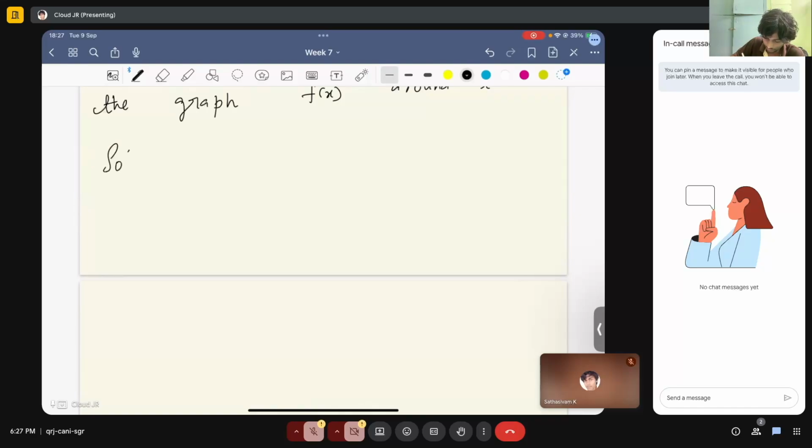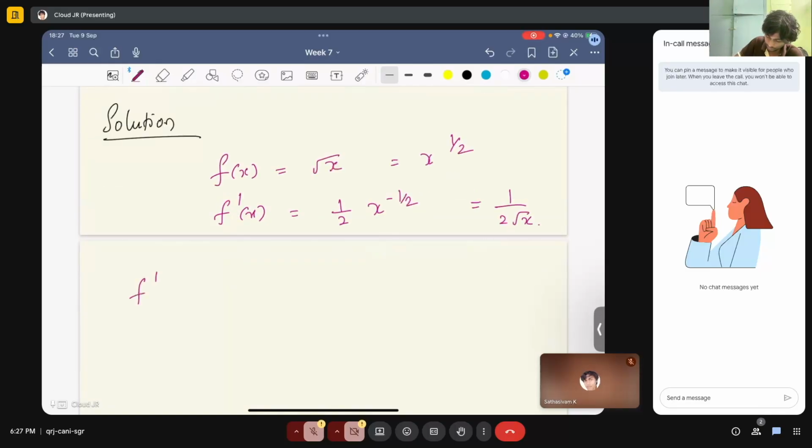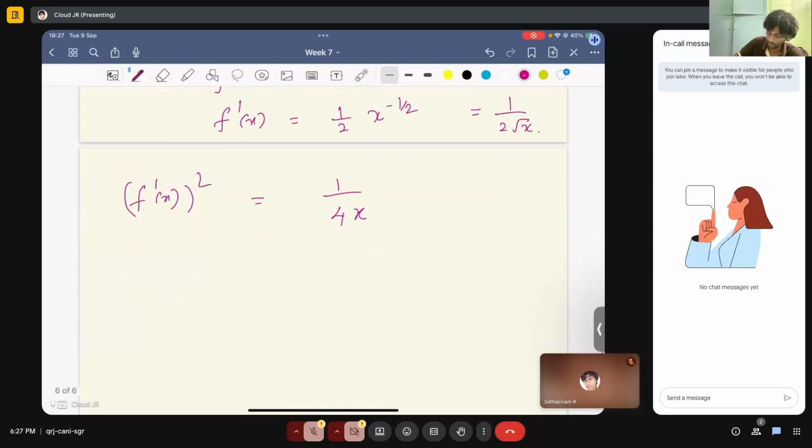So we'll start the solution here. We have f of x is equal to square root of x, right? So we compute the first derivative, which is x power 1 by 2. If you compute it, it is 1 by 2 x power minus 1 by 2. So this is the first derivative, 1 by 2 root x. Now all you have to do is square it, so this will become 1 by 4x. Now you have to find the square root of 1 plus f prime of x squared. So this will be 1 plus 1 by 4x, and you have to take the square root, right?